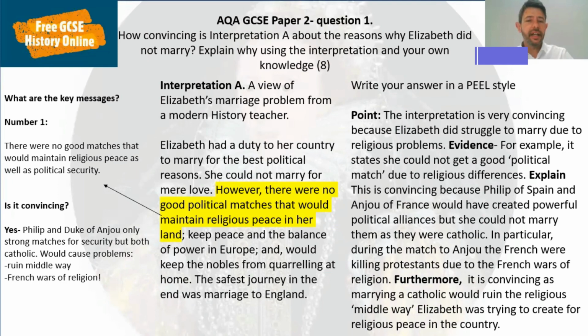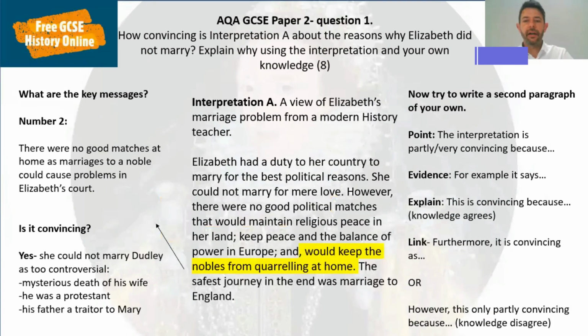Now give it a go with the second extract. If you need to come back and look at this, just click back to this as an example and give the second paragraph a go. So we've got this message number 2 about the nobles. We've got a little bit of knowledge there at the bottom we've planned out, and our writing frame here on the right. So maybe have a pause and give it a go.